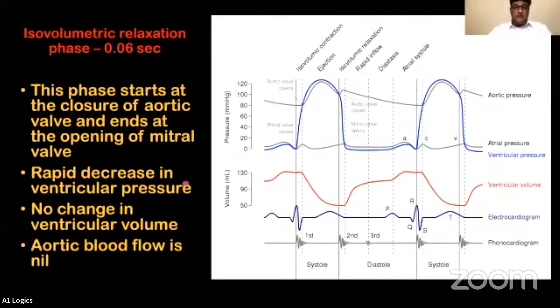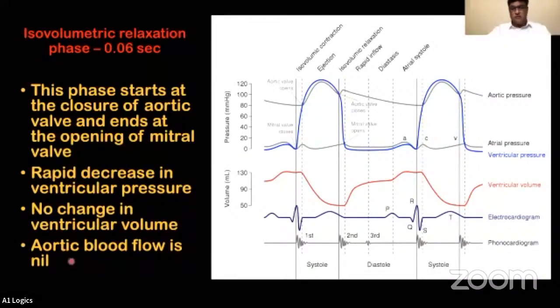Now the rapid decrease in the ventricular pressure happens. Ventricular pressure rapidly decreases. Suddenly, if you see here, it decreases. This is the isovolumetric relaxation. You can see the pressure being decreased, with no change in the ventricular volume. Again, there's no change in the ventricular volume in this phase, right?